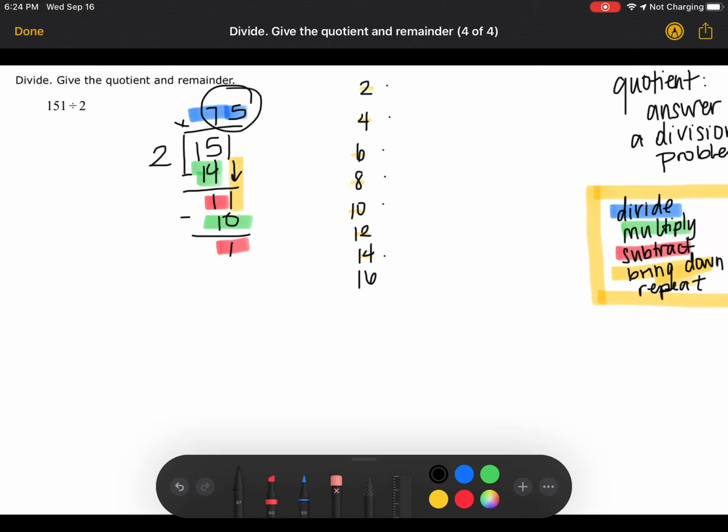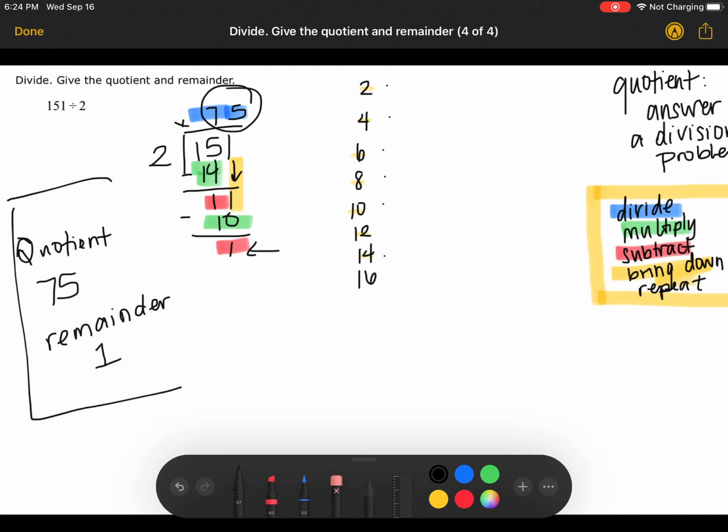So 75 is my answer. That is my quotient. And then my remainder is 1, because that's what I have left at the bottom. Okay, now this is your answer. A lot of times they might ask you just to put 75 R1, but sometimes it's really important to remember what exactly that quotient is.